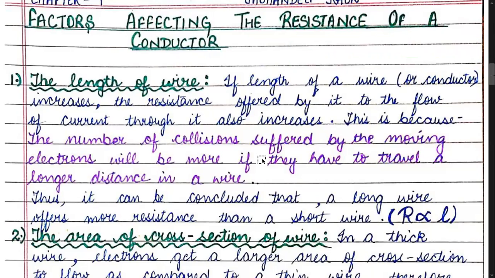So children, it means that a long wire will offer more resistance than a short wire. So it can be said that resistance is directly proportional to length of the conductor.